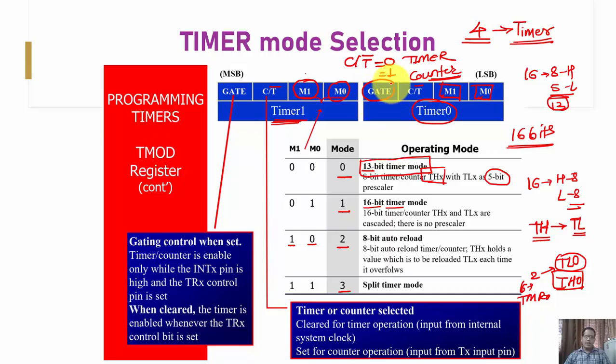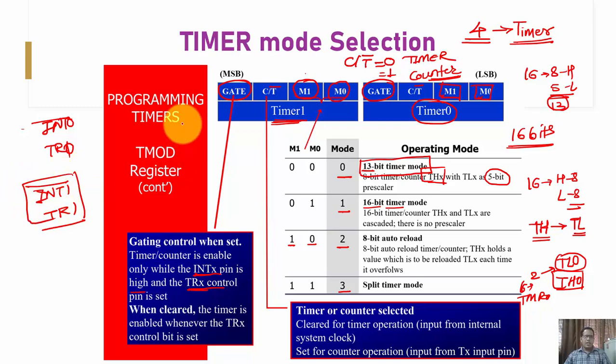And the next one is the gate bit. This gate bit is used to turn on the timer along with the hardware control. For example, when we enable the gate bit, then the INTX pin, the external hardware interrupt, and the timer start bit TRX must both be high. When both these bits are high, then and only then will your timer start. For timer 0, I will say INT 0 bar and TR0, and for timer 1, INT 1 bar and TR1. So these two bits define the turn on of a timer.